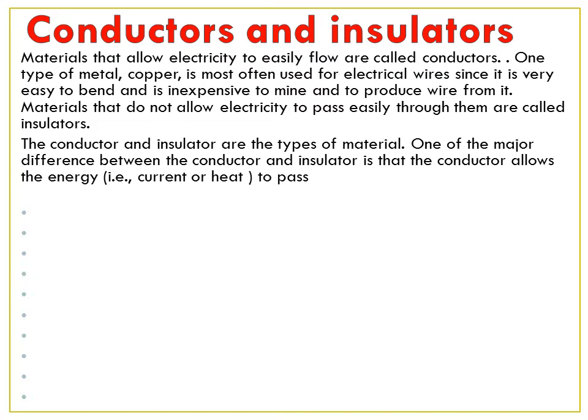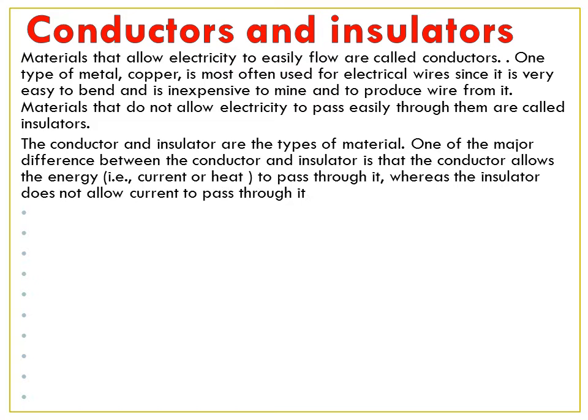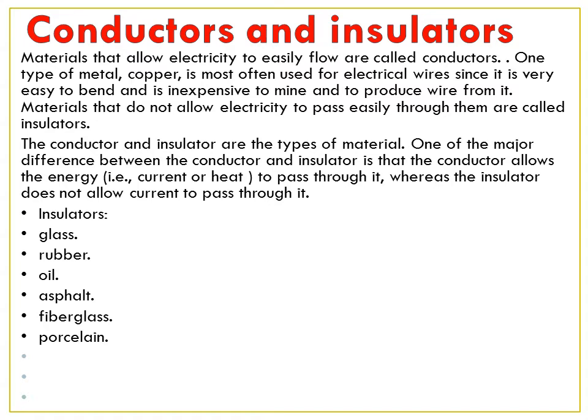The conductors and insulators are the types of material. One of the major differences between a conductor and an insulator is that the conductor allows electricity, that is current, or heat, to pass through it, whereas an insulator does not allow the current to pass through it. Glass, rubber, oil, porcelain, ceramic, quartz do not allow energy to pass through them. Now see the diagram there, it will be more clear to you.